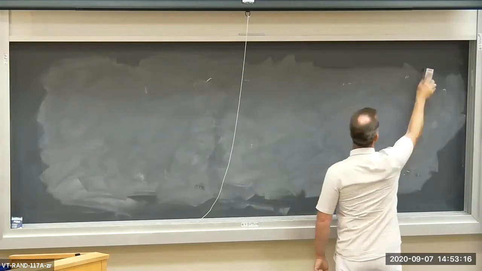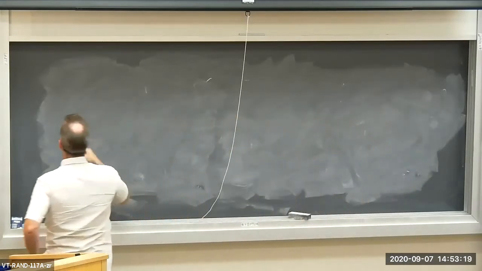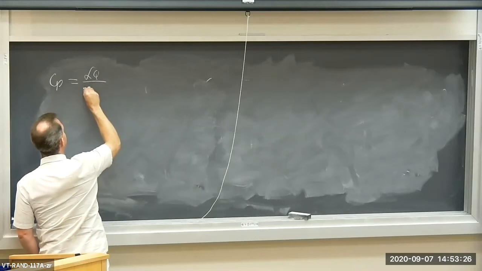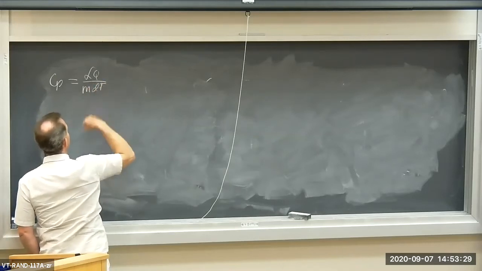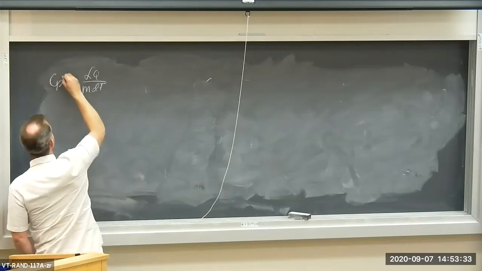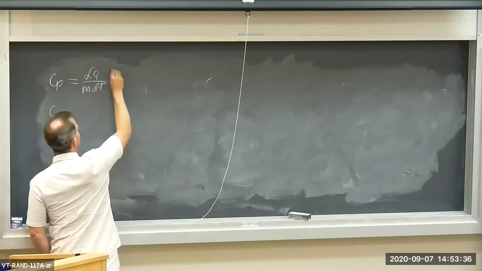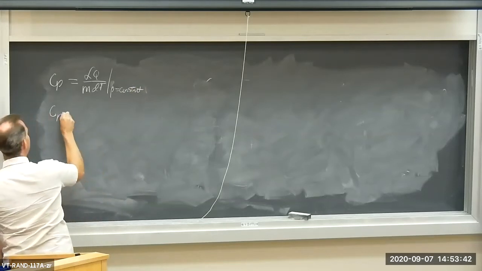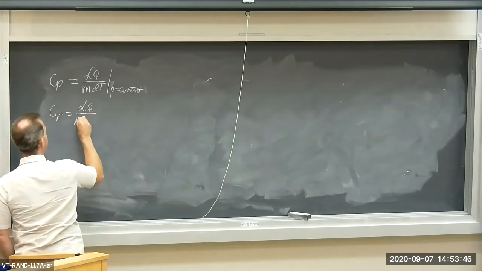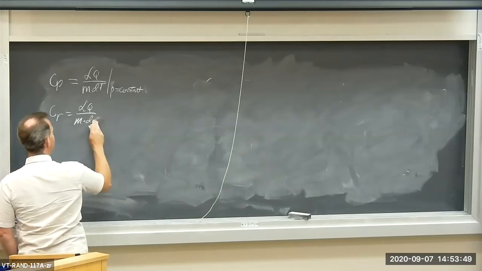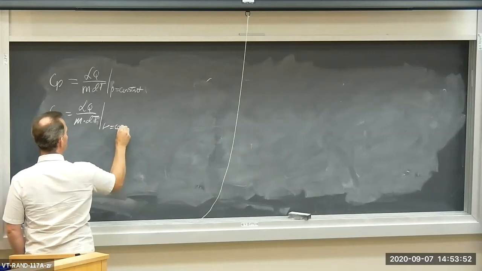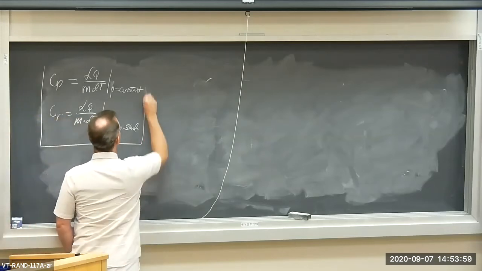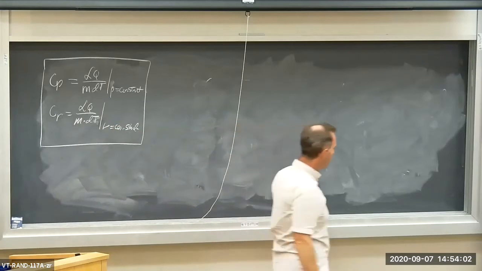In fact, I'm going to write them right over here. So specific heat at constant pressure is the little bit of heat added per unit mass per degree change, and this is for constant pressure. And then we have Cv, which is the little bit of heat added per unit mass per degree change for volume equals constant. Okay, constant volume. Let's put a little box around these. These are going to be important. We're going to be using them throughout the semester.